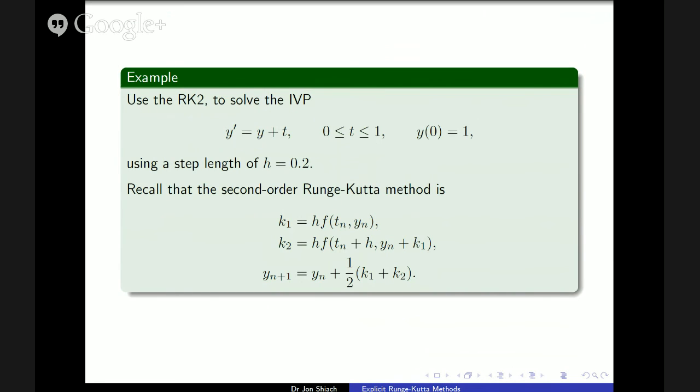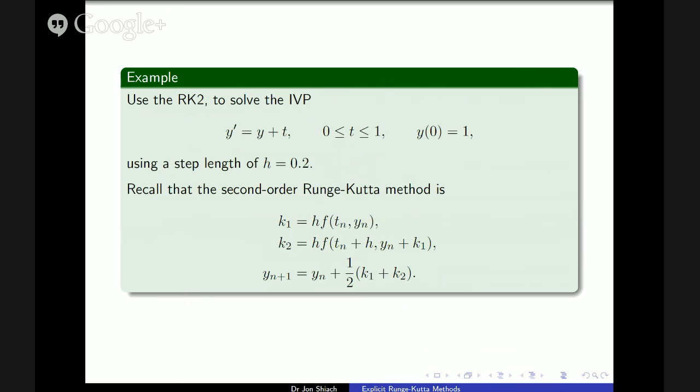I was going to show you an example using MATLAB here, but MATLAB doesn't work on this machine, so you'll have to take my word for it, but the solutions are correct. So I'm going to use this second order Runge-Kutta method to solve this initial value problem. My f(t, y) is the right-hand side of this IVP here: y plus t. The range of values for t is between 0 and 1, and the initial value for y is 1. And I'm going to use h equals 0.2.